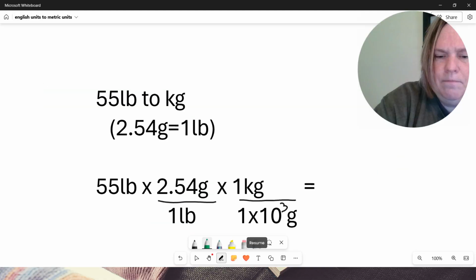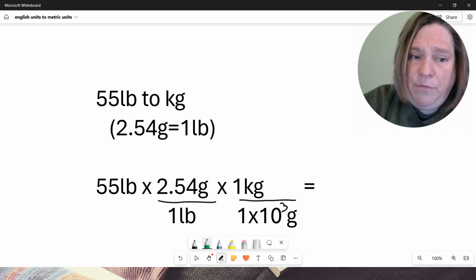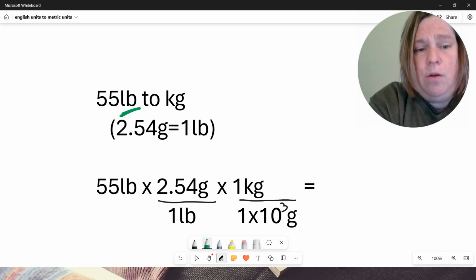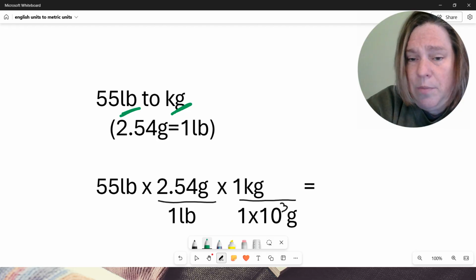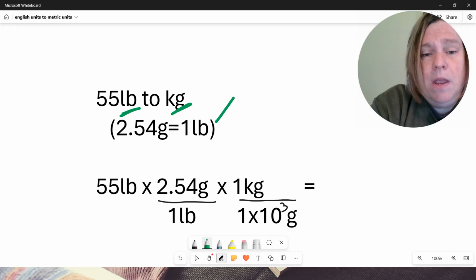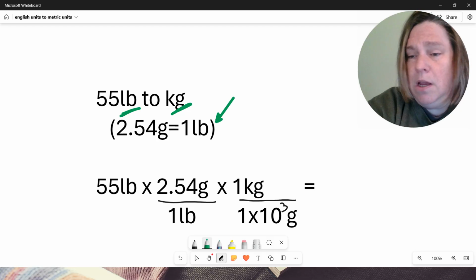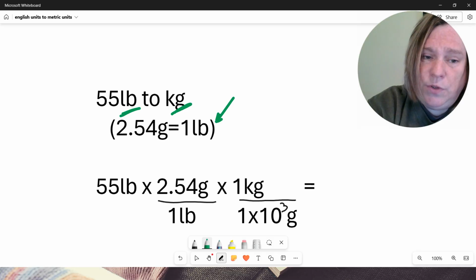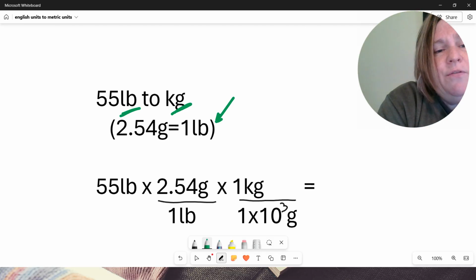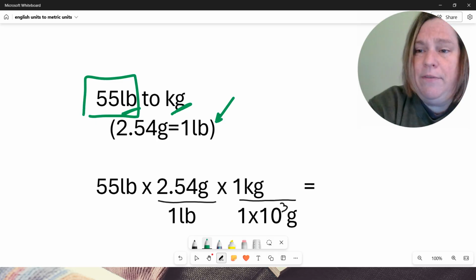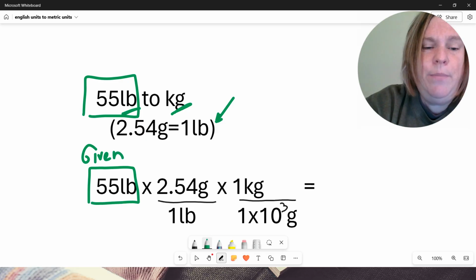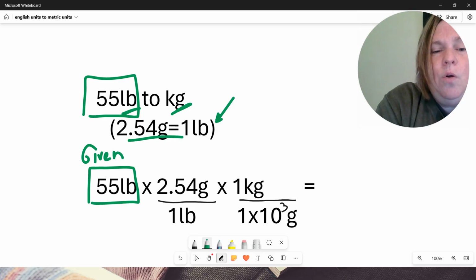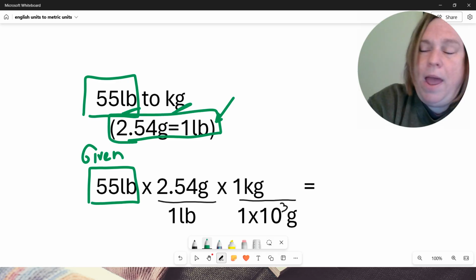Let's try another set. Okay, here we're going from a pound to kilograms, which is a metric unit. I looked in the back of my chemistry book, or I can Google it online. The relationship between a pound and a gram is 1 pound is equal to 2.54 grams. 55 pounds is my given. So let's go ahead and write down our given. That's the first thing that you do. So the given is 55 pounds. I want to use this equivalency here to get from pounds to grams.